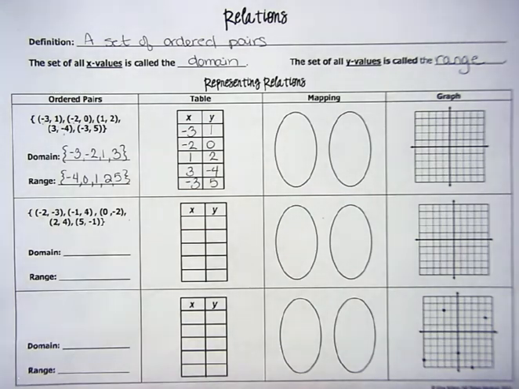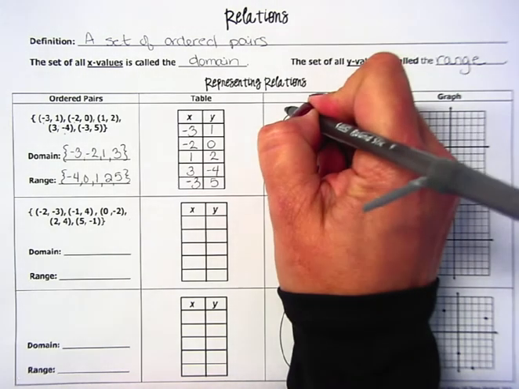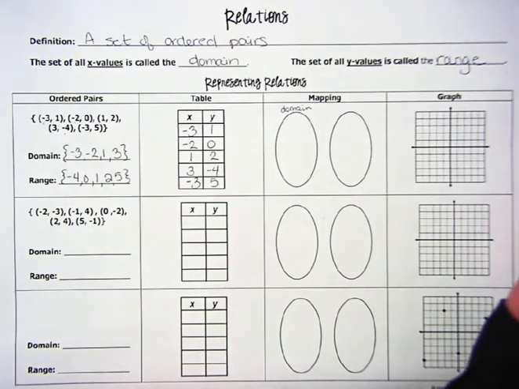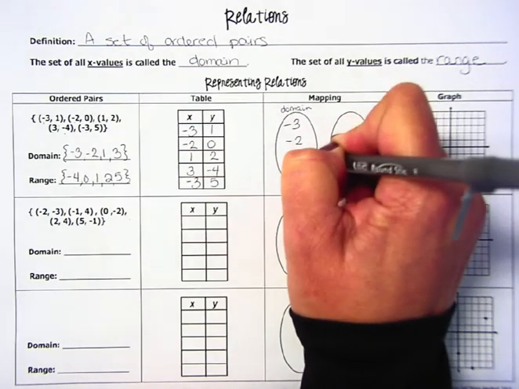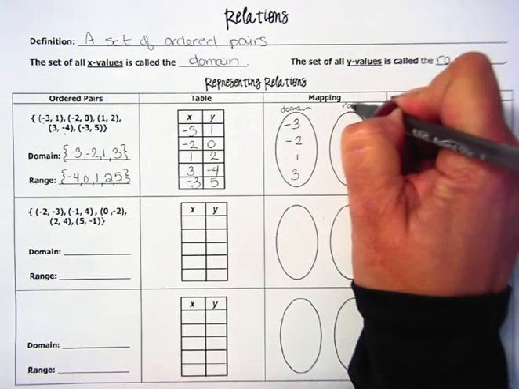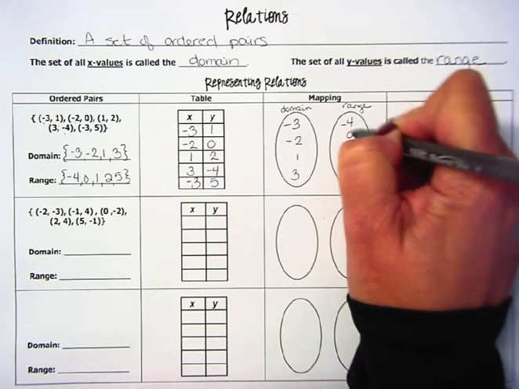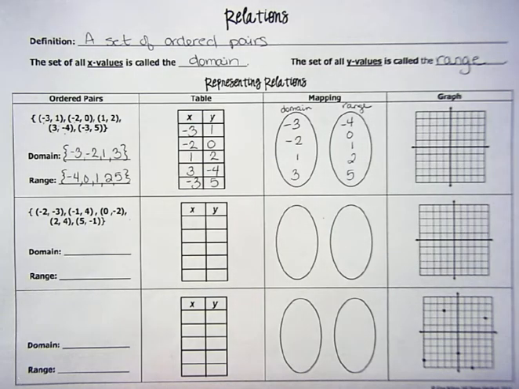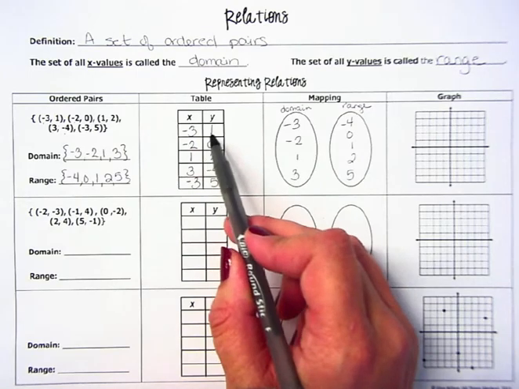So mapping with this relation, our domain are the x values. So our x values that we have are -3, -2, 1, and 3. And our range are the list of all of our y values. So we have -4, 0, 1, 2, and 5. And a mapping is just a visual representation of which x values go to which y values.